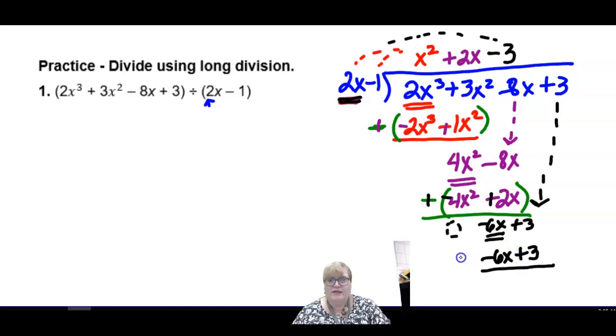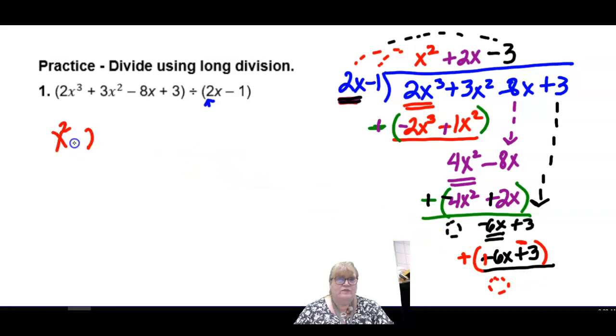Then I am subtracting or adding the opposite. So this will become plus positive 6x, which is 0. And this, when we distribute the negative, will become a negative 3. 3 minus 3. This is also 0. So there is no remainder. So our quotient was x squared plus 2x minus 3.